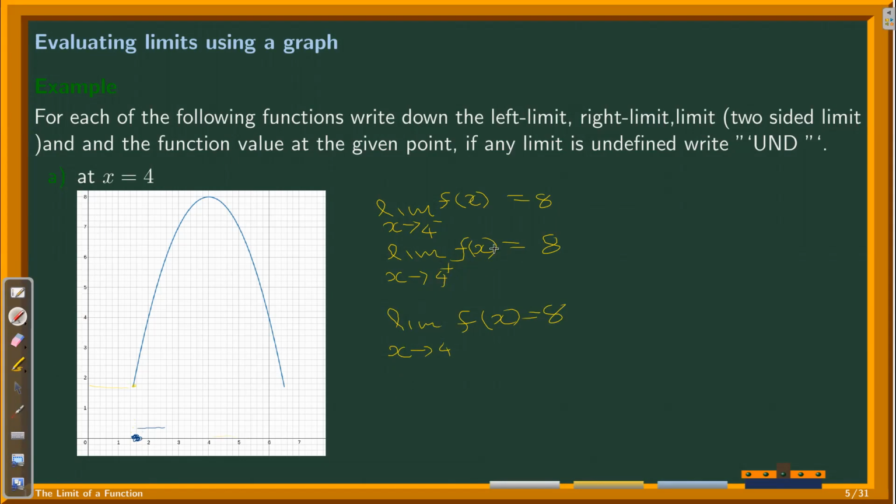So the right limit is also 8. When these two are equal to the same value, in general I can say the two-sided limit goes to 8.